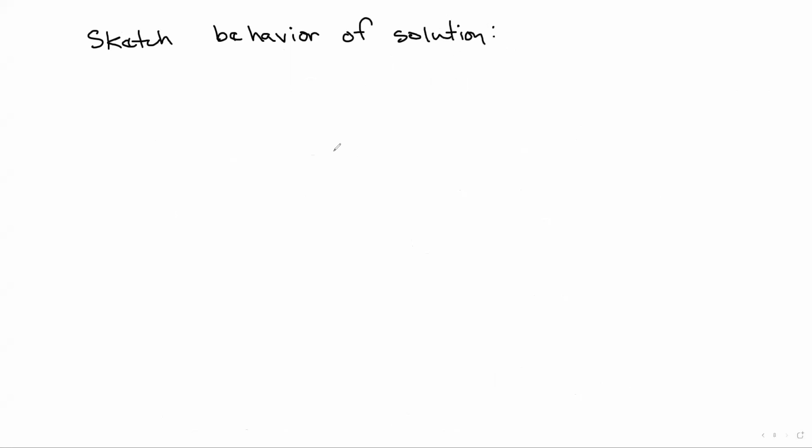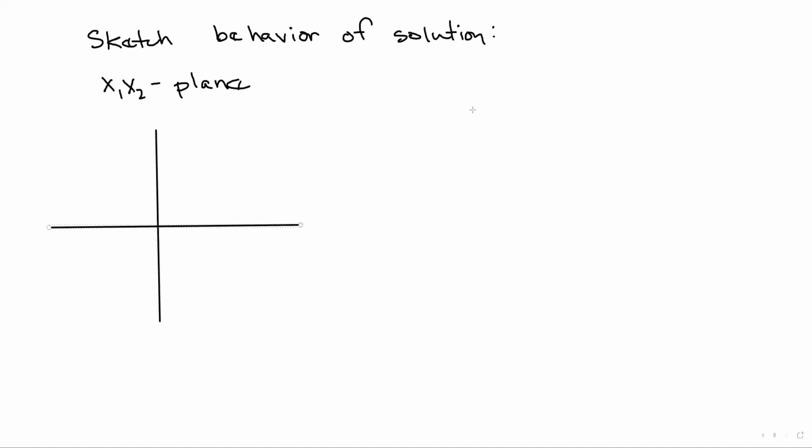And what we're going to do is we're going to go through and sketch it on what's called an x1, x2 plane. So an x1, x2 plane is just what it sounds like. It's a coordinate plane that's made up of x1 and x2. And if you're wondering, what is x1 and x2?